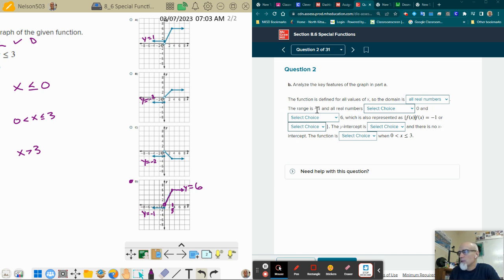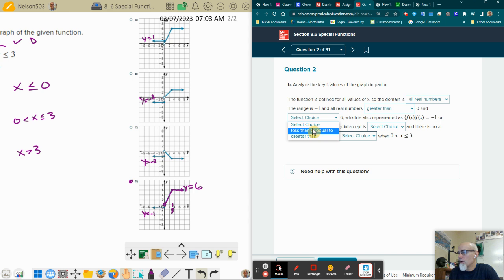The range is -1 and all real numbers. Okay, so it goes from like here's -1 right down here. And then all real numbers that are greater than, so we're looking for y values that are greater than 0, right? So greater than 0. And it's going to go greater than 0, but less than or equal to 6, right? Because look, the y value is 6. It never gets above 6.